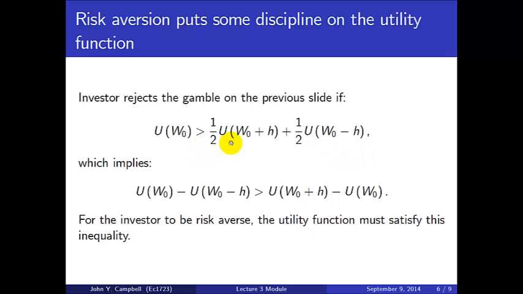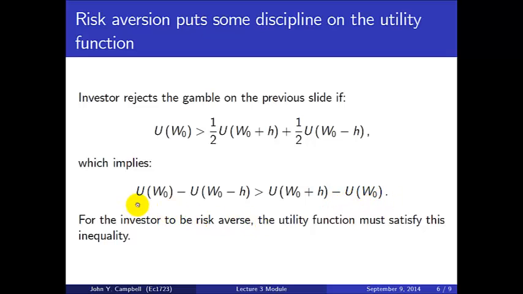What is the expected utility of taking the gamble? It's 1/2 utility if you win plus 1/2 utility if you lose. And so the investor will compare the expected utility of gambling with the expected utility, which is actually the known utility of not gambling. And risk aversion means that the left-hand side is bigger than the right-hand side. Now, we can multiply this equation by 2 and rearrange terms. And we're going to find that u of W0 minus u of W0 minus h is greater than u of W0 plus h minus u of W0.